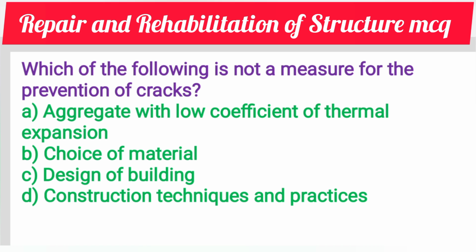Next question, which of the following is not the measure of the prevention of cracks? Option A, aggregate with low coefficient of thermal expansion. Option B, choice of material. Option C, design of building. Option D, construction techniques and practice. So the correct answer is option A, aggregate with low coefficient of thermal expansion.